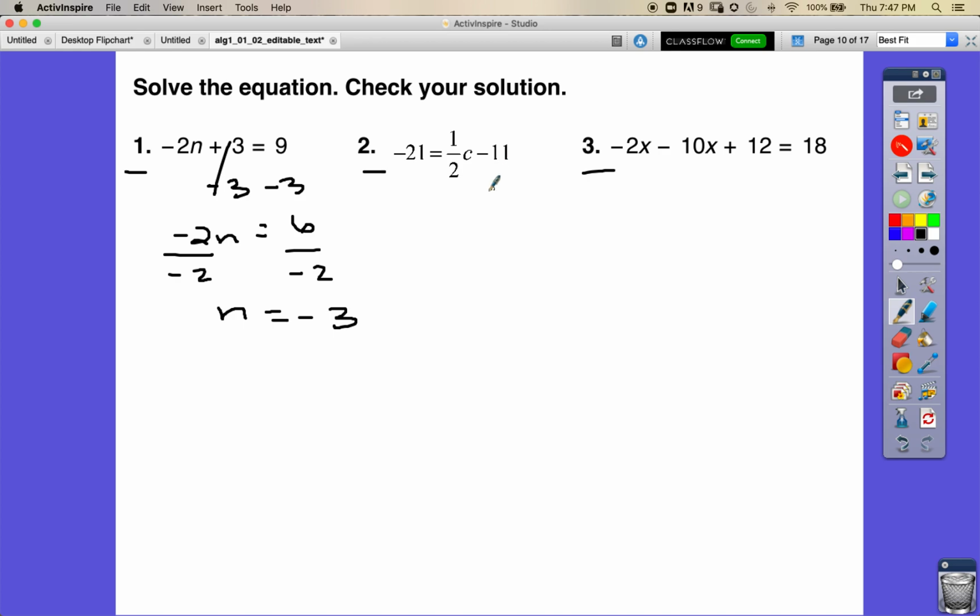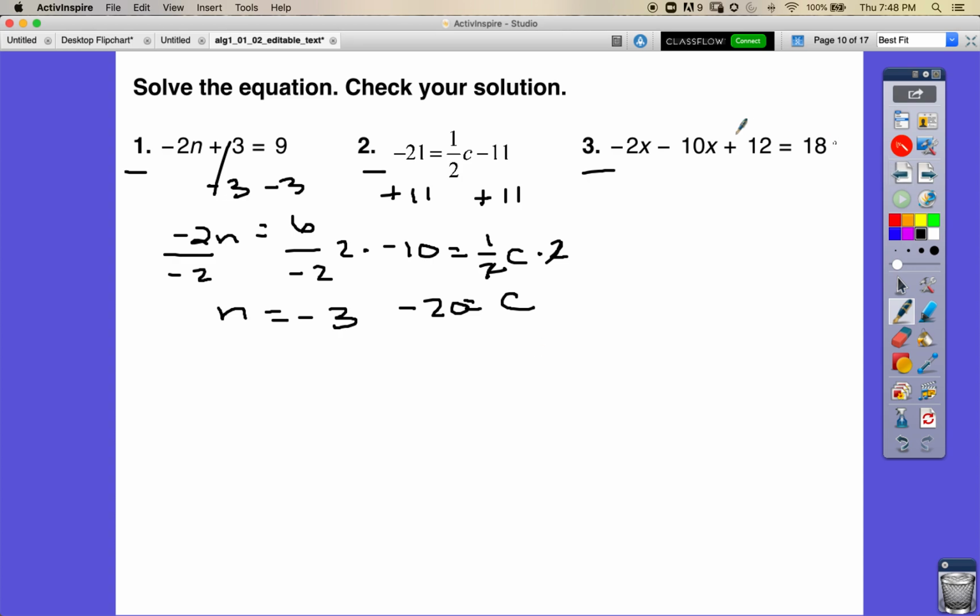All right, here. I'm first going to add 11 to both sides. That's going to be negative 10 equals 1/2 times c. And this is a multiplication problem. So we're going to do a division problem. We're going to divide by 1/2, but when you divide by 1/2, it's the same thing as multiplying by the reciprocal. So I'm actually multiplying both sides by the reciprocal, which is 2, because this will simplify to c, and this becomes negative 20.